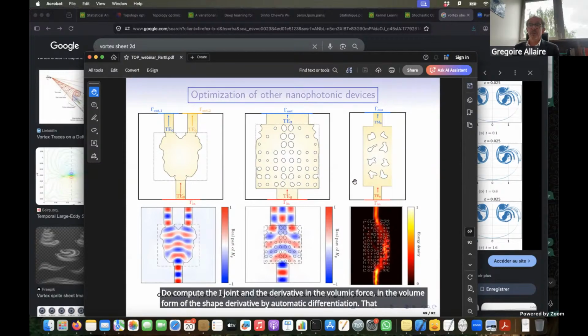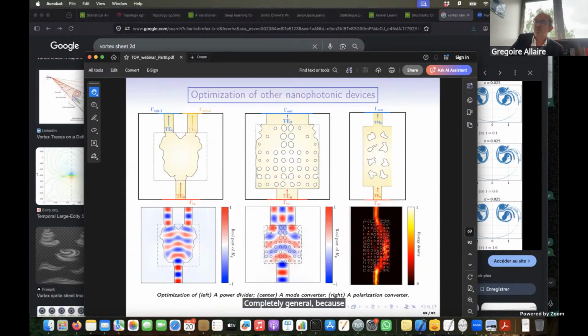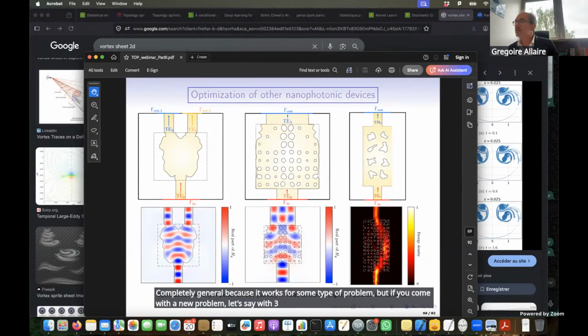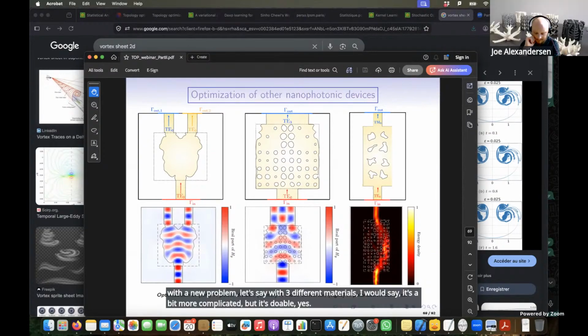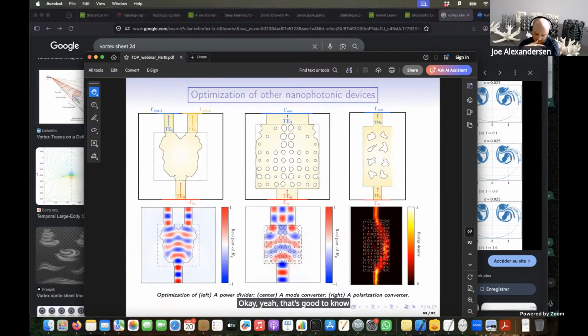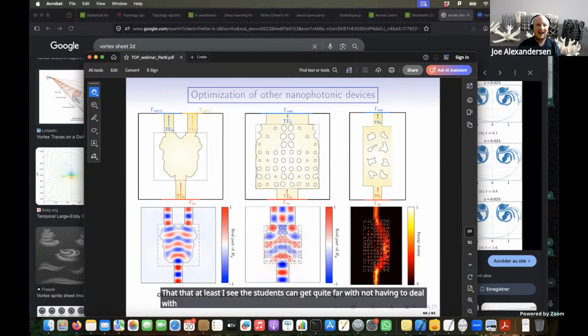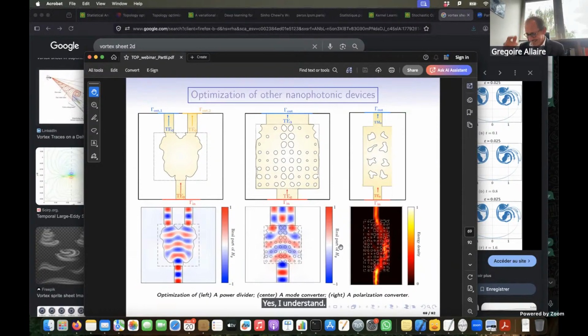That's very clever. I must admit that I discovered this a couple of years ago, and I think it's a very nice idea. So it's not completely general because it works for some type of problem, but if you come with a new problem, let's say with three different materials, I would say it's a bit more complicated, but it's doable, yes. Okay. That's good to know. Yeah, because that is something that at least I see the students can get quite far with, not having to deal with all the hard work that we are used to doing.